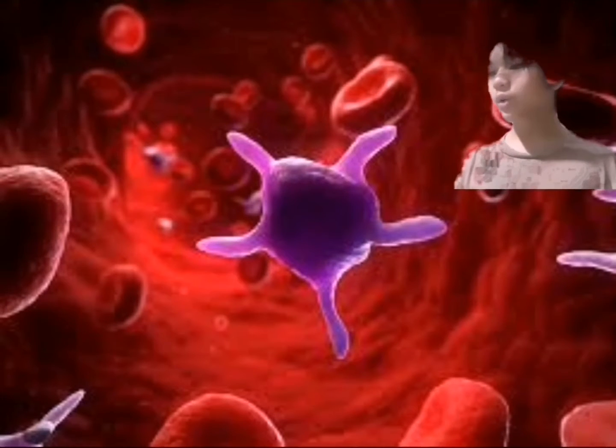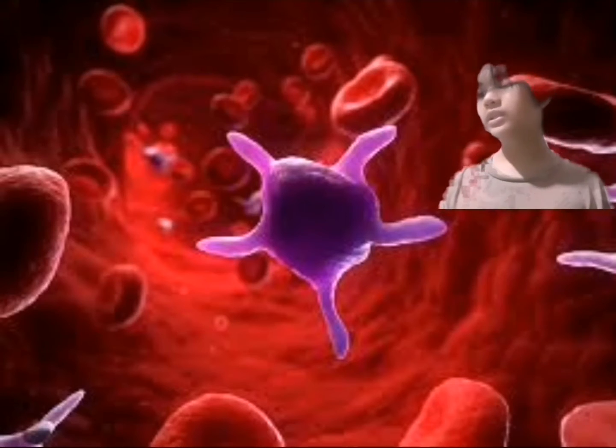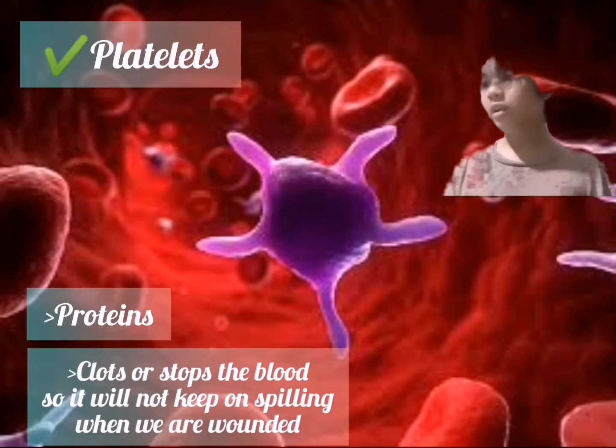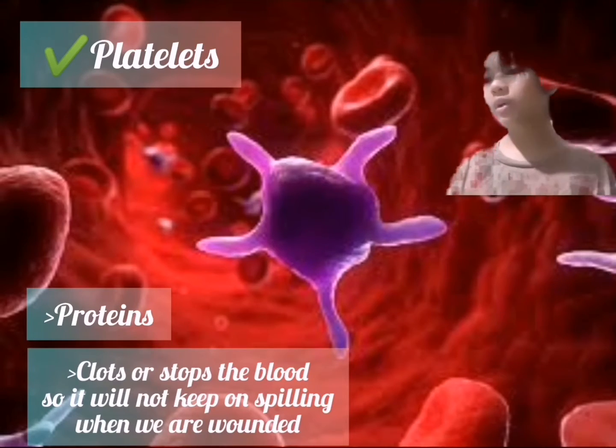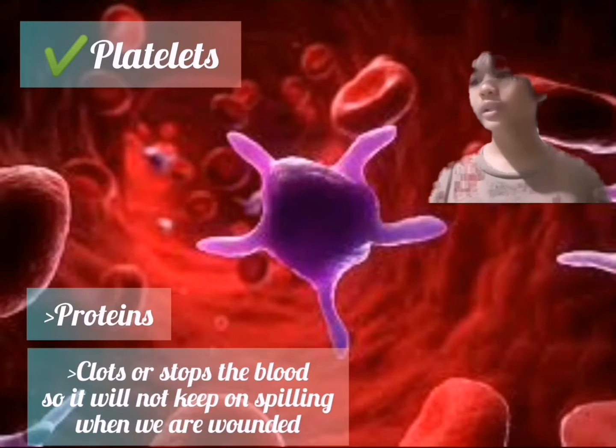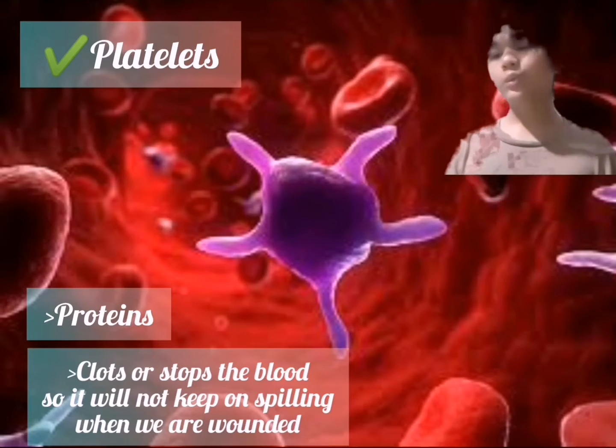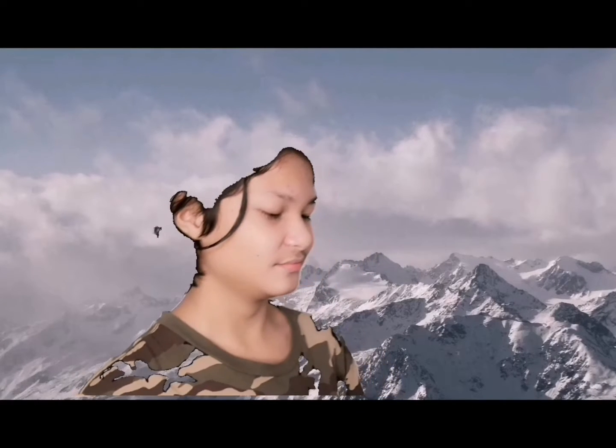Alright, so in our blood, there are these proteins called platelets. They clot or stop the blood so it will not keep on spilling when we are wounded, and then later, it will heal. That platelets sounds interesting. I wonder what that could be.